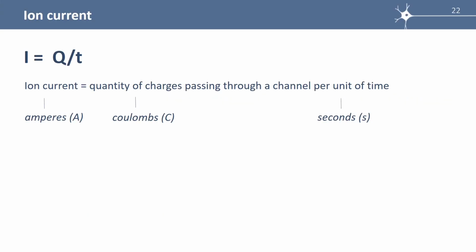When ions cross the membrane, it creates a current. Why? Because a current is a movement of charges. Since ions are charged particles, their movement creates a current. A current equals Q over T. Q is the quantity of charges passing through a channel, and T is per unit of time.